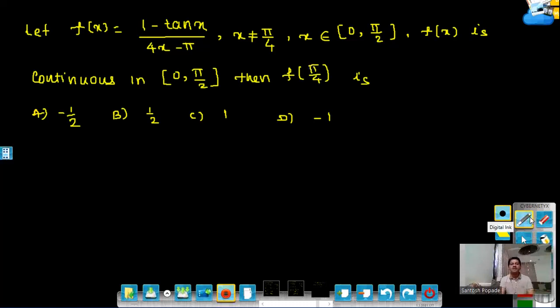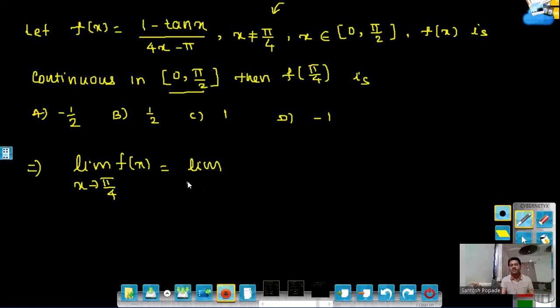A function is given, f of x equals 1 minus tan x upon 4x minus pi, at x not equal to pi by 4, and x belongs to the closed interval 0 comma pi by 2. It is given that it is continuous in the closed interval 0 comma pi by 2, and we have to find the value of f of pi by 4. The function is continuous in the interval, that means it is continuous at each of its points, that means it is continuous at pi by 4 also.